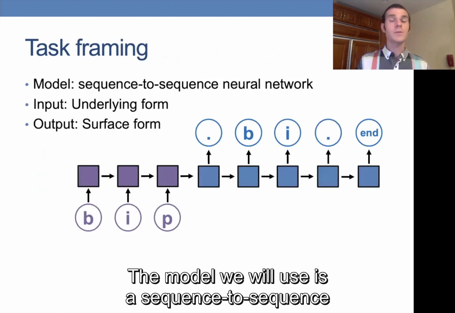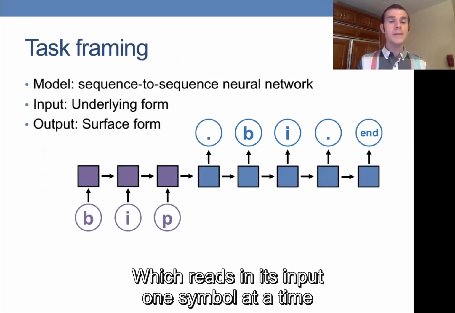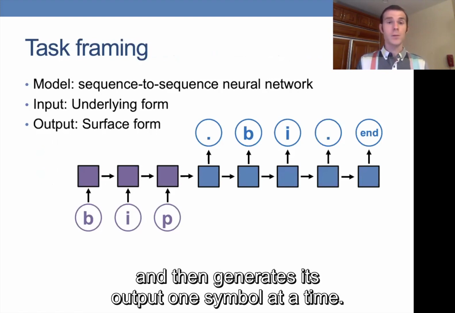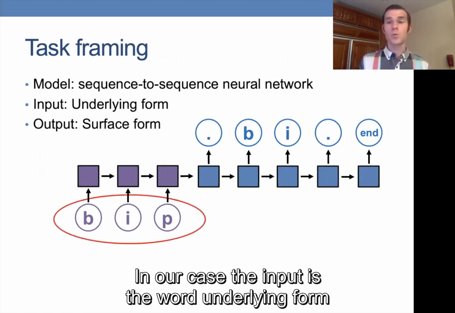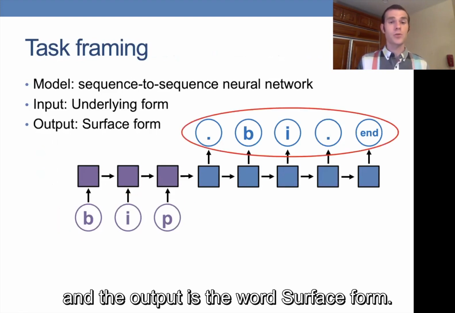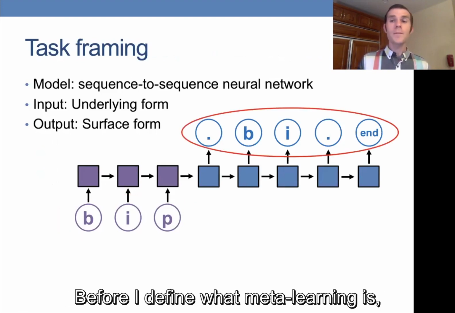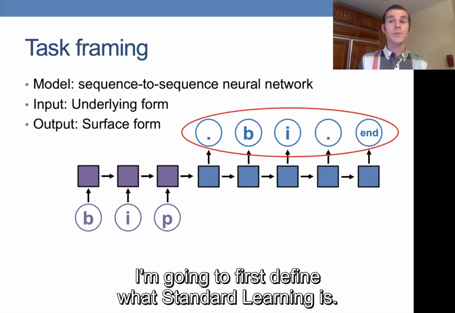Now we must have a model meta-learn from languages drawn from that space. The model we will use is a sequence-to-sequence neural network, which reads in its input one symbol at a time and then generates its output one symbol at a time. In our case, the input is a word's underlying form and the output is the word's surface form. Before I define what meta-learning is, I'm going to first define what standard learning is.